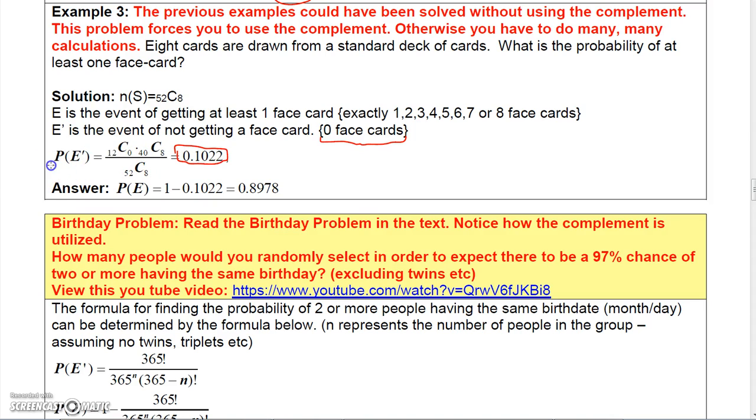I didn't want the probability of not E. I want the probability of E. So the probability of E is 1 minus the probability of not E. So I do 1 minus 0.1022, and I get 0.8978. And so that's the probability of E.